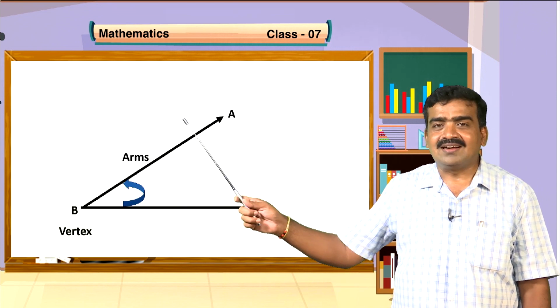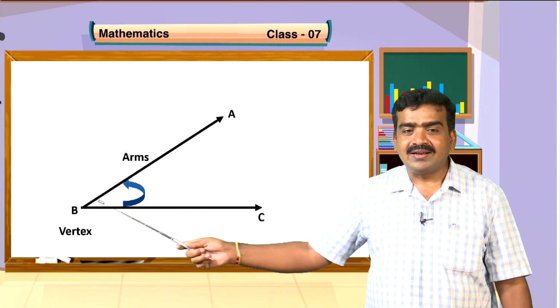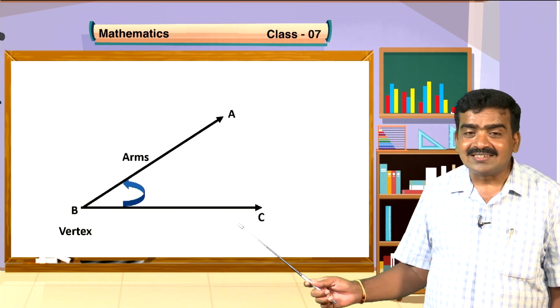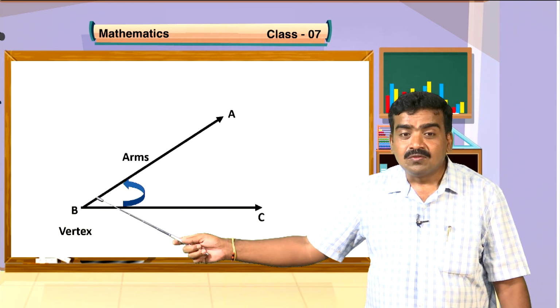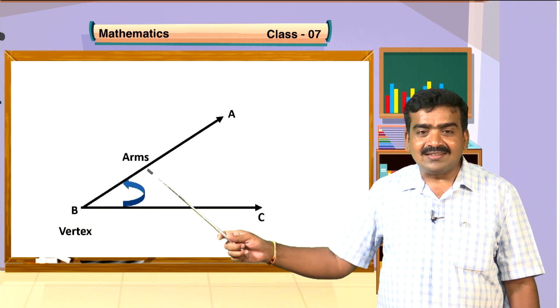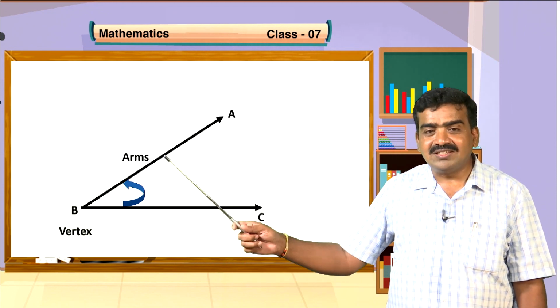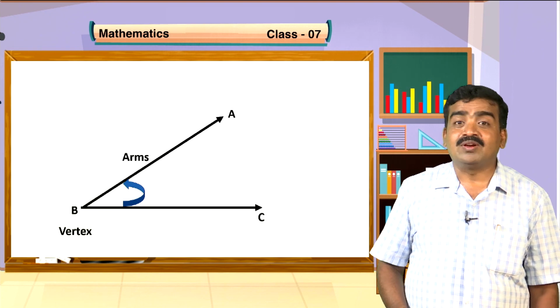An angle is always written like angle ABC, where B indicates the vertex of the angle, and the opening between these two arms is the measure of the angle.